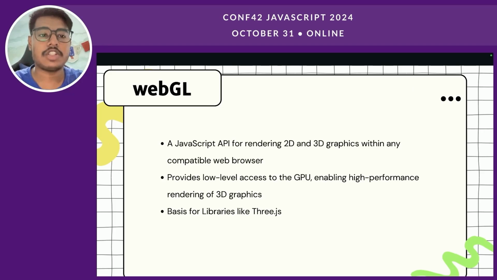Before that, let's talk about what WebGL is. WebGL is basically a JavaScript API for rendering 2D and 3D graphics in any web browser. It provides low level access to the GPU, which enables us to render 3D graphics. And WebGL is the basis of libraries like 3JS.